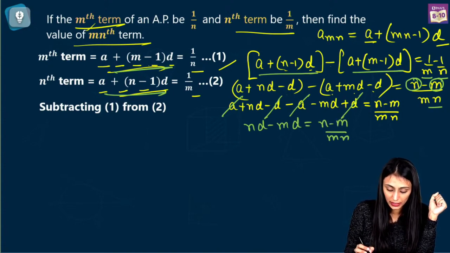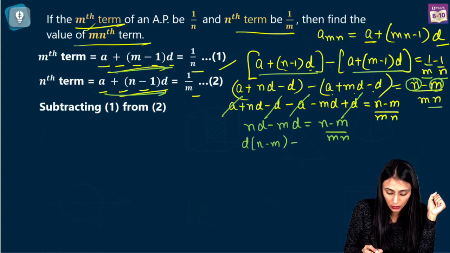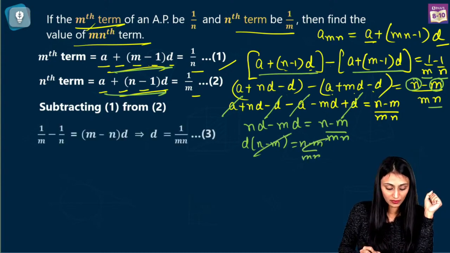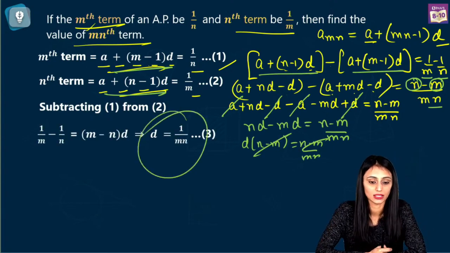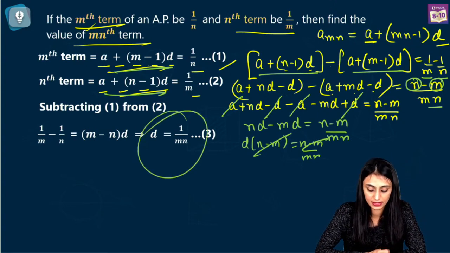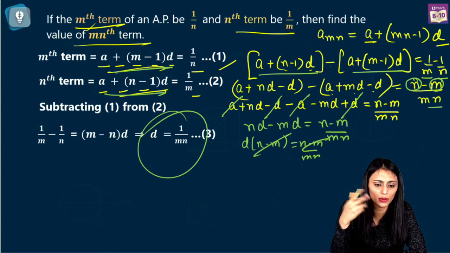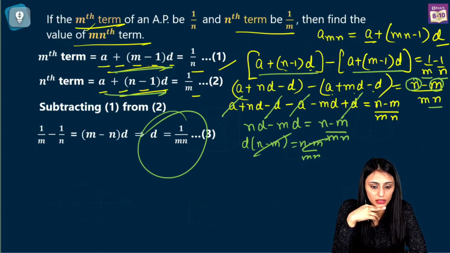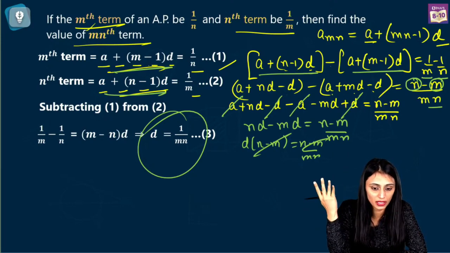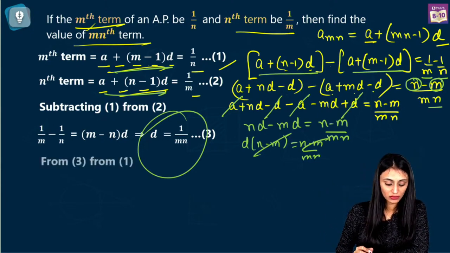So from here, what do we get? If you take d common, we have d times n minus m equal to n minus m by mn. This will get cancelled out. So from here you get the value of d, that's 1 by mn. To simplify this, you have to take the LCM over here. That means the LCM would be mn only, right? How do you simplify that when the things are in fractions? Right, Deepak? Denominator would be mn and the numerator would be n minus m. Okay. So we have the value of d.